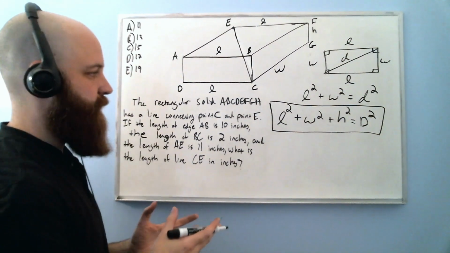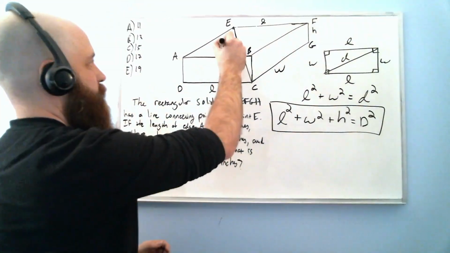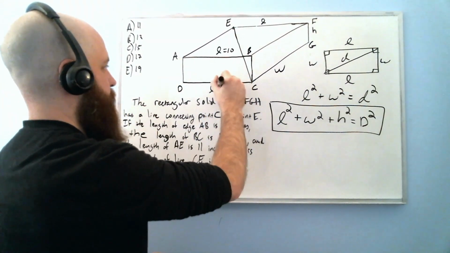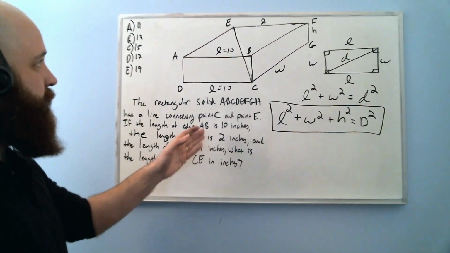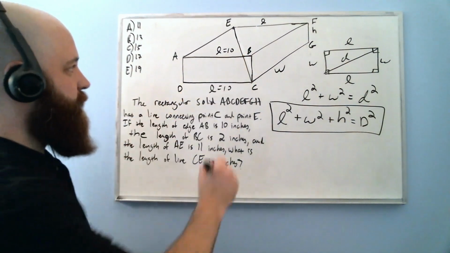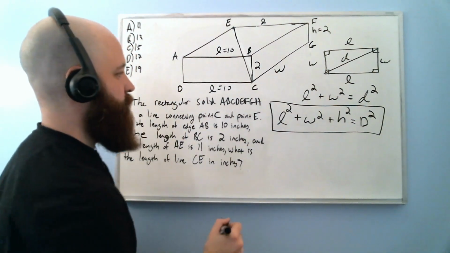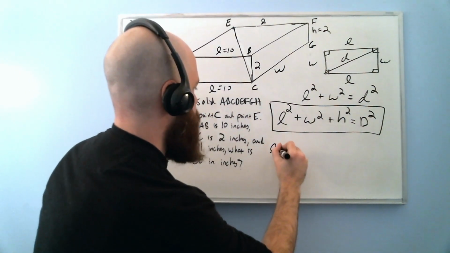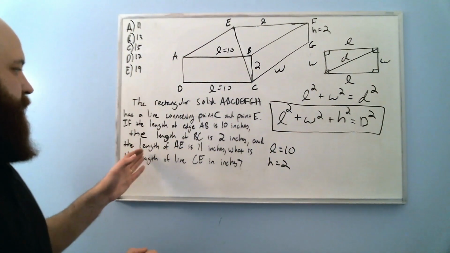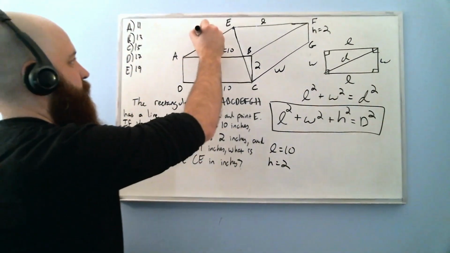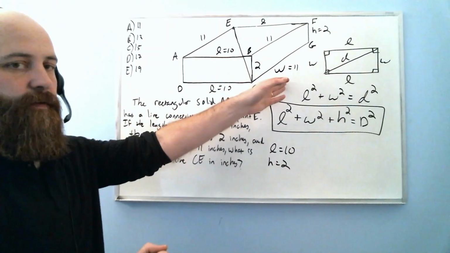Let's see if I'm given enough information to make use of this formula. I'm told that the length of AB is 10 inches. So the length is 10, that's 10, that's 10, etc. The length of BC is 2. BC is right here, so that's my height. So that's 2. FG is also 2. Maybe I'll start writing these down. Length is 10, height is 2. I'm also told that AE is 11 inches. So AE over here is 11, which means this is 11. That means what I call the width is 11.